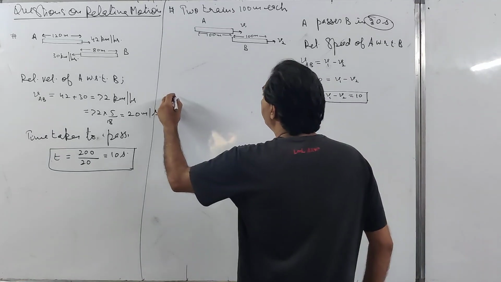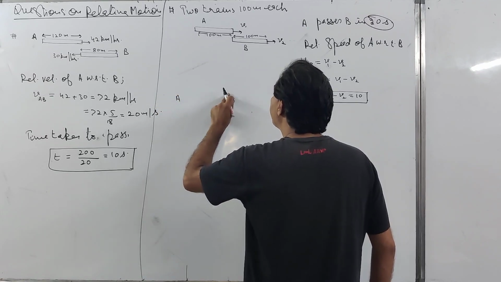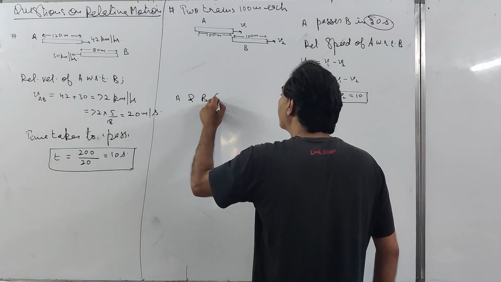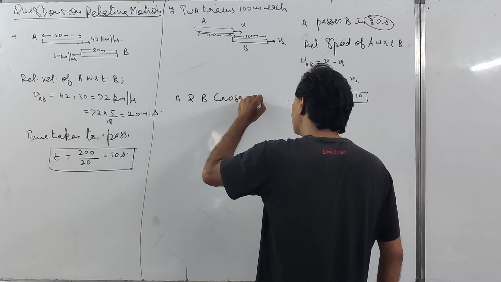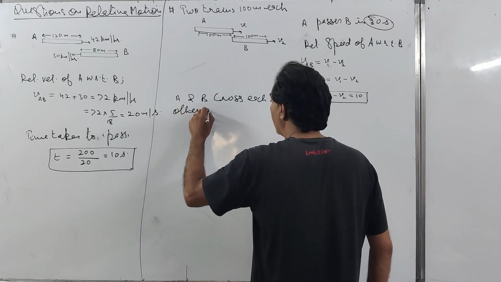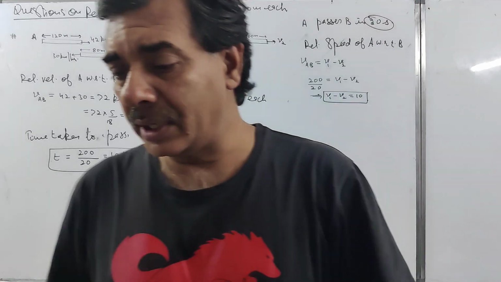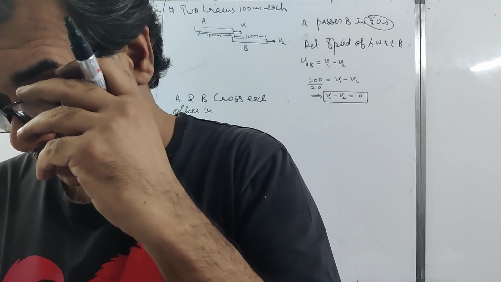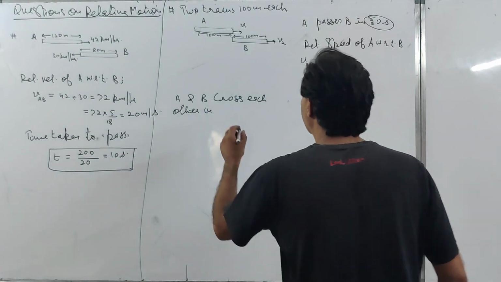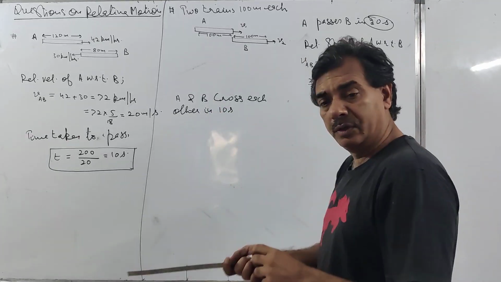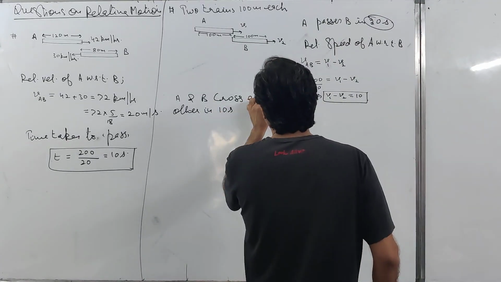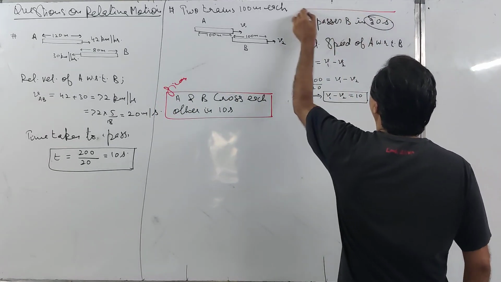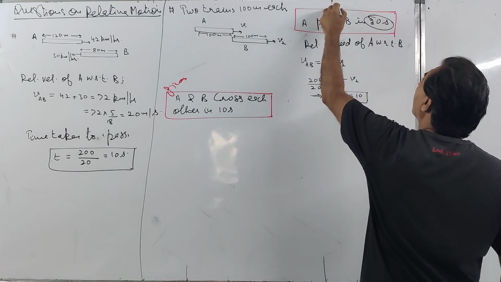The other statement which is given to me is that A and B cross each other in 10 seconds. These were the two statements that were given to me.